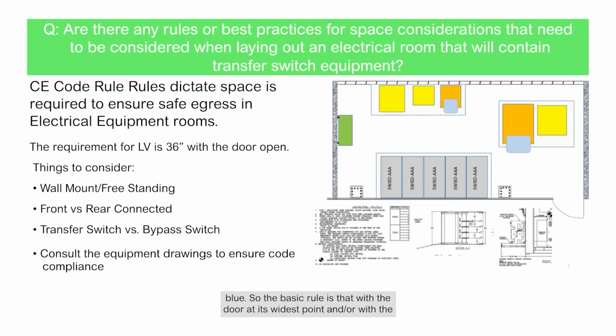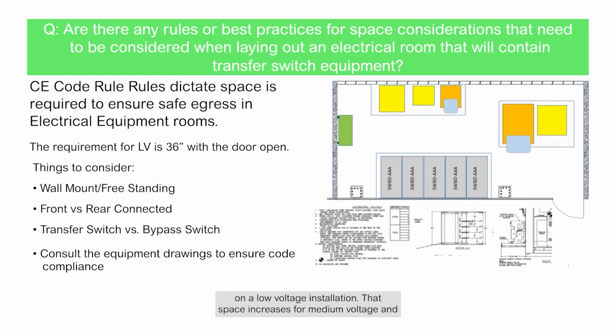So the basic rule is that with the door at its widest point and/or with the switch withdrawn, if that extends past the door, you need 36 inches of free and clear space for people to get out of the electrical room. The 36 inches is based on a low voltage installation.